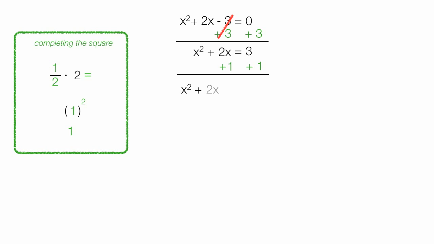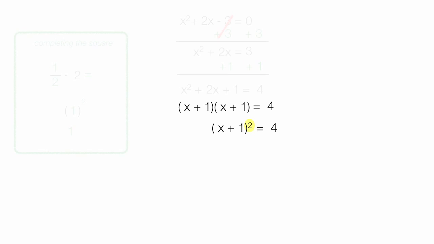So now I have x squared plus 2x plus 1 is equal to 4. I'm going to factor x squared plus 2x plus 1, which is x plus 1 times x plus 1, and this equals 4. I have x plus 1 squared is equal to 4. And that square, that 2 right there, the way I get that is each of these x plus 1's are raised to the first power. And when you multiply anything, you add the exponents. And that's how I get the 2, by the way.